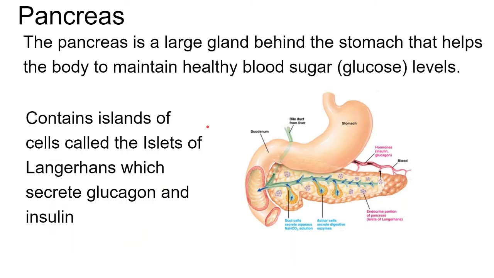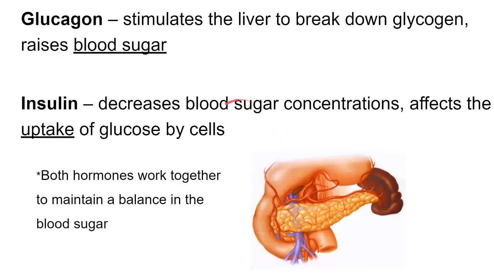Moving on to the pancreas. The pancreas is a large gland behind the stomach. It helps maintain healthy blood sugar or glucose levels. It contains islands, quote unquote islands, of cells called the islets of Langerhans, which secrete glucagon and insulin, which help to regulate that blood sugar level.